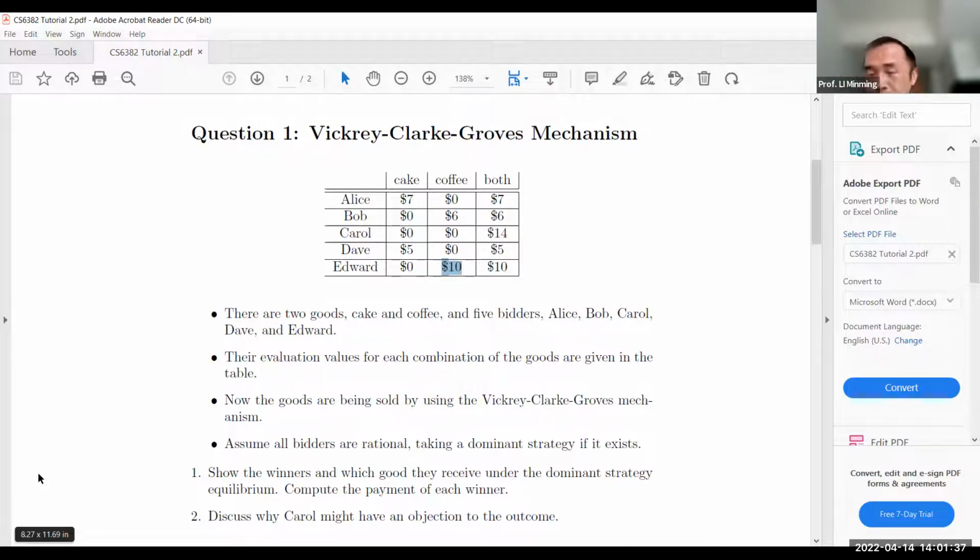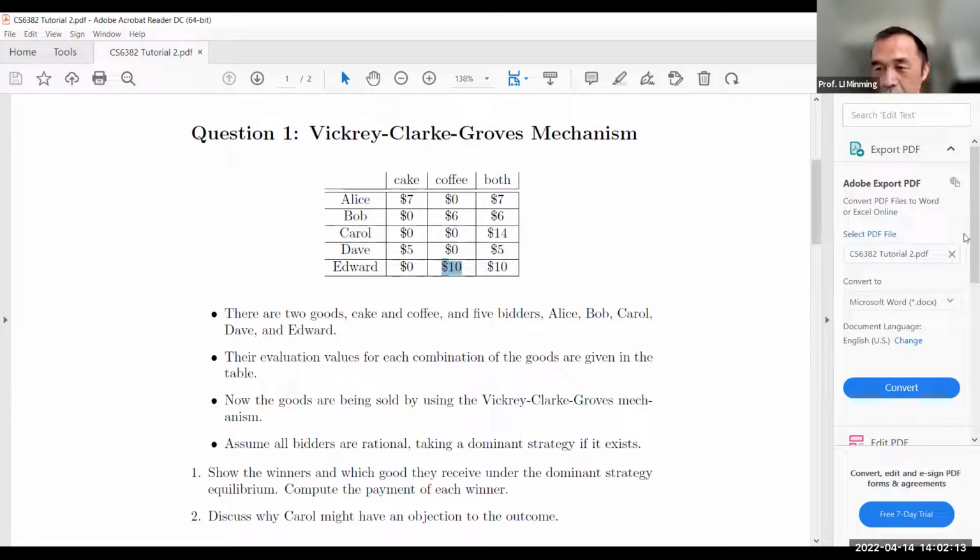Now let's see how much they should pay, because VCG is trying to make sure the payment will prevent misreporting, right? For example, Edward can say, I'm only willing to pay $9 for coffee, and you still give it to him. So how do you force agents not to tell lies by using mechanisms? The payment is decided by excluding that person from the game.